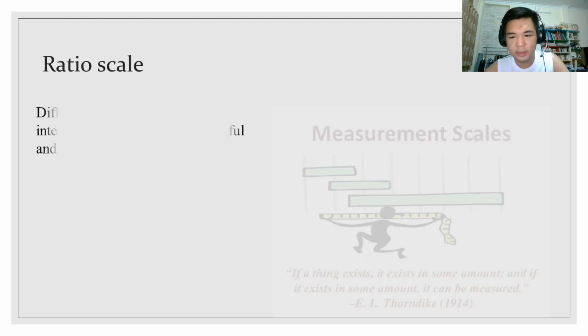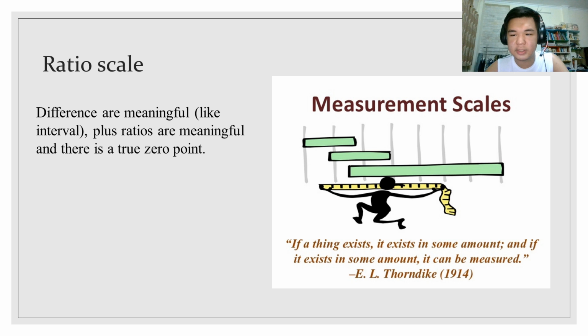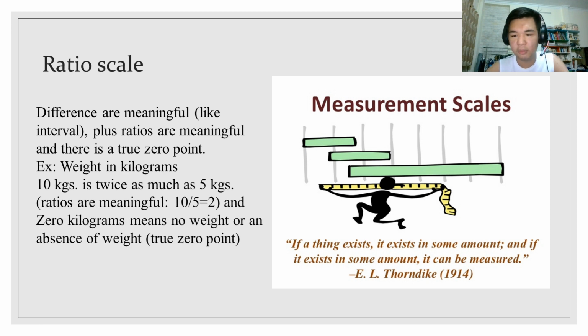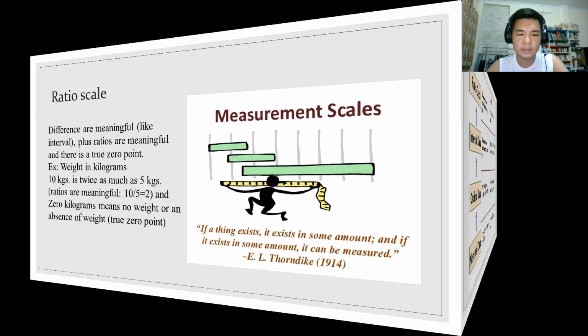And the final level is the ratio scale. This scale has all the characteristics of the interval scale, but its ratios are meaningful and it has a true 0 point. Here is an example for the ratio scale. The weight in kilograms. 10 kg is 2 times heavier than 5 kg. The ratio scale makes sense. 10 divided by 5 is 2, and 0 kilograms means there is no weight, or you can say an absence of weight. This is the 0 point.